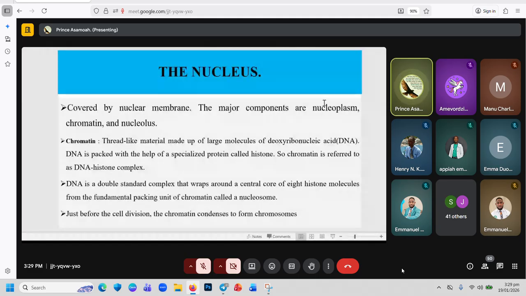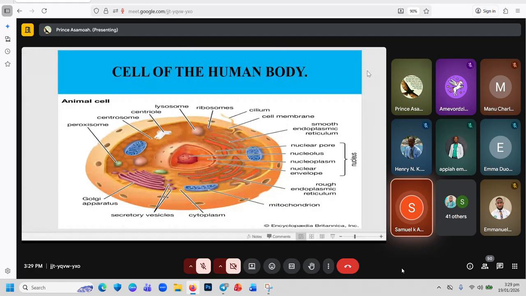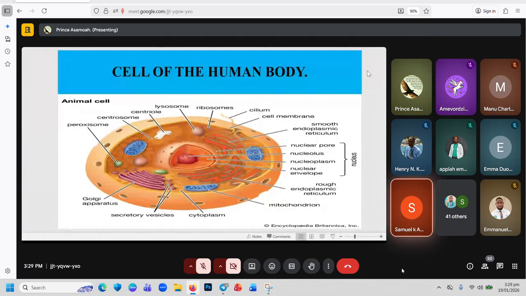Okay, so now let's go to the nucleus. Yes, Mr. Samuel. So in the cell membrane, the upper layer, which is the hydrophilic head, likes water, right? And the hydrophobic tails don't like water. So meaning that the hydrophobic tail is embedded in the skin or inside our body.